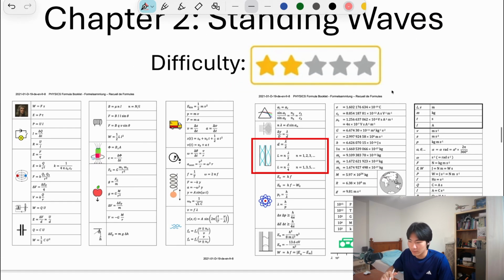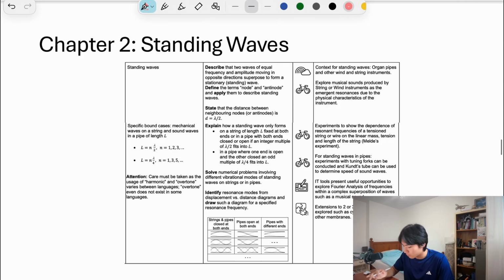This is a very easy chapter. And if you want, you can stop here, have a read at this, right? It's just going to be drawing some stuff, deriving some stuff, calculating some stuff. It's really not that hard.